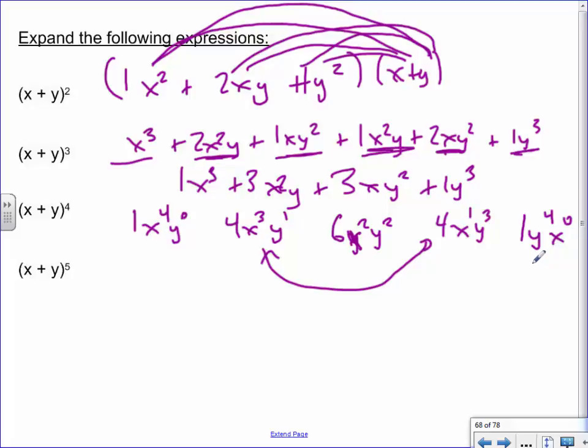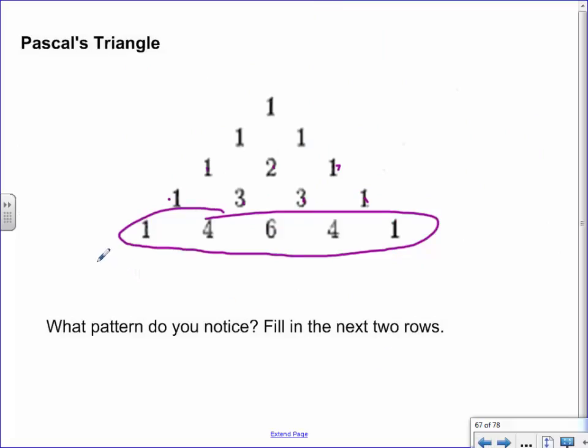And now you can FOIL it out really fast. All you have to do is know Pascal's triangle. Does that make sense? Okay, one more thing though. It means that you have to know Pascal's triangle. So if I want to do the next one, I'm going to do the next row. 1, 5, 10, 10, 5, 1.